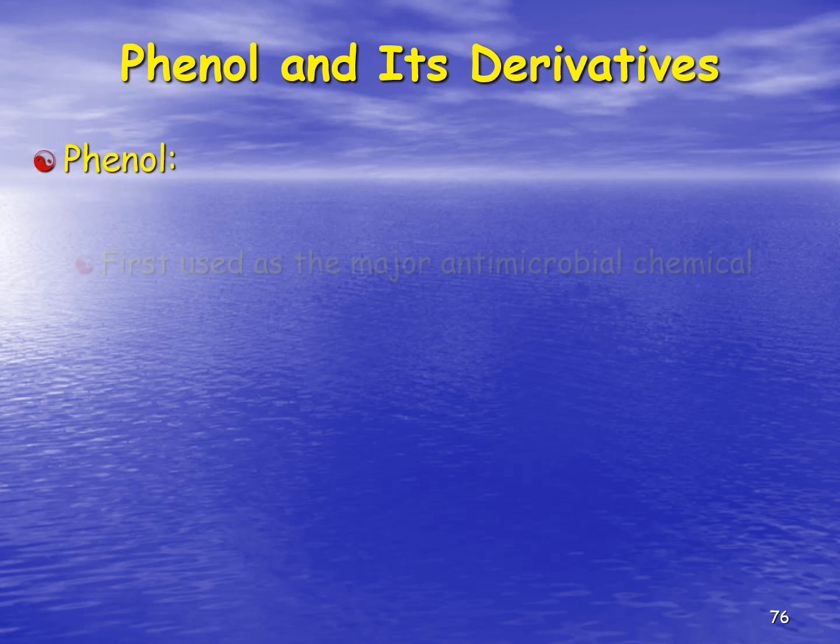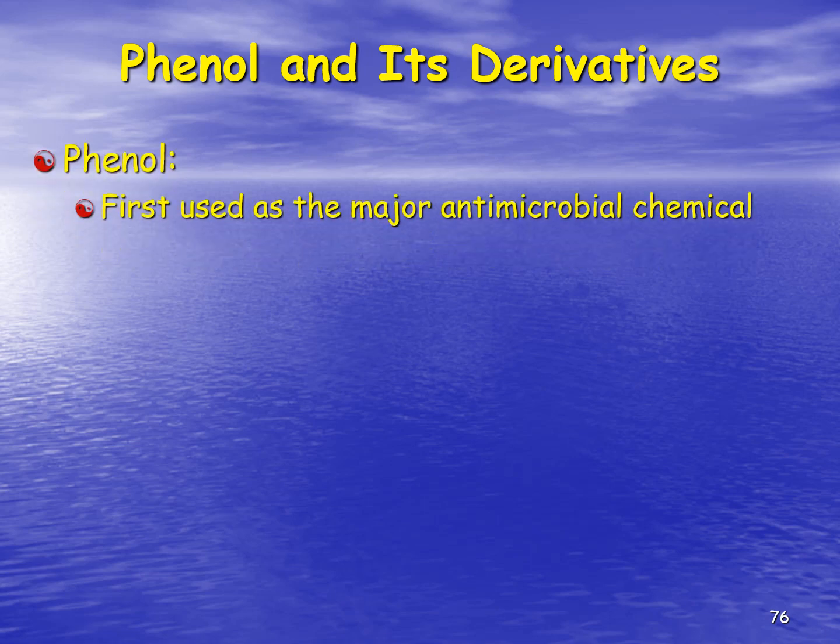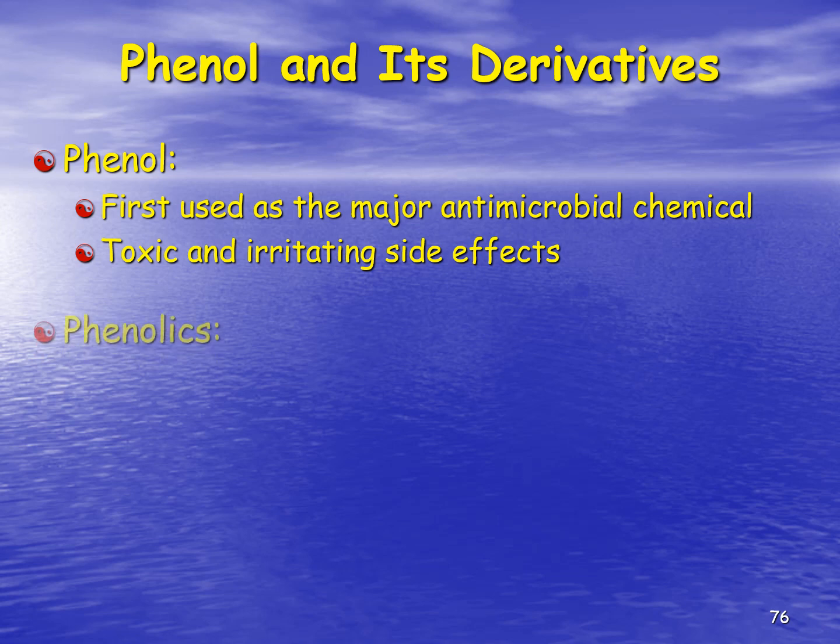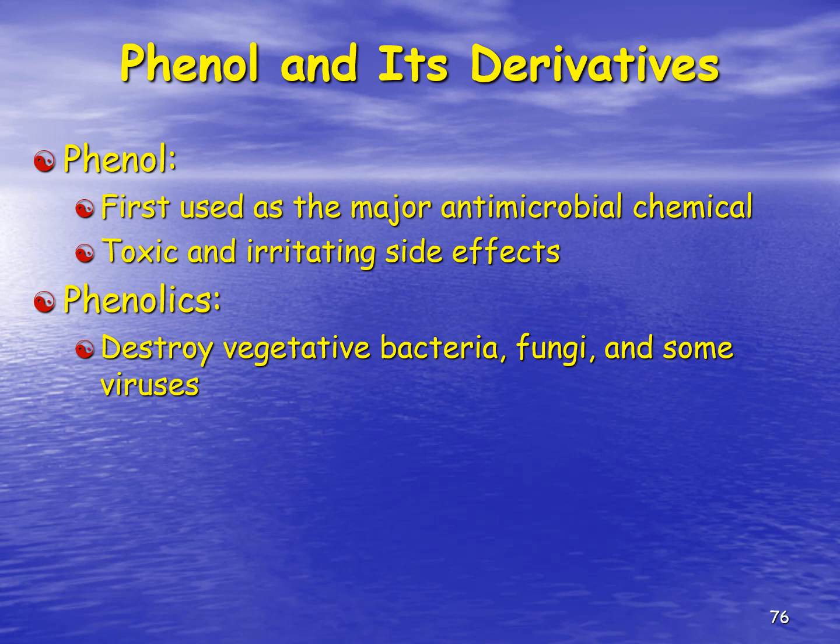Now, phenol. Phenol was one of the first major chemicals used as an antimicrobial agent, but it has some major drawbacks. First of all, it was toxic to living organisms and had very irritating side effects. It also smells horrible. It smells like rotten eggs. So, we actually chemically manipulated phenol to create some of the phenolics that we still use.